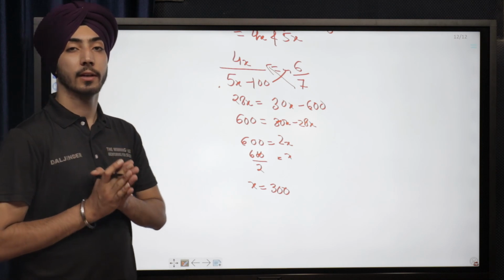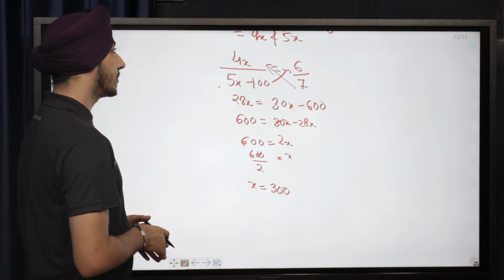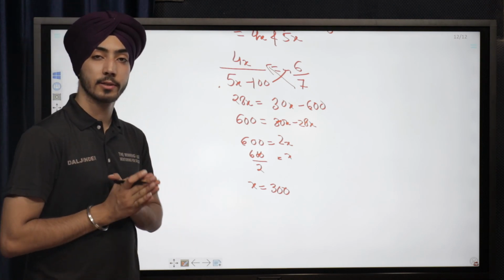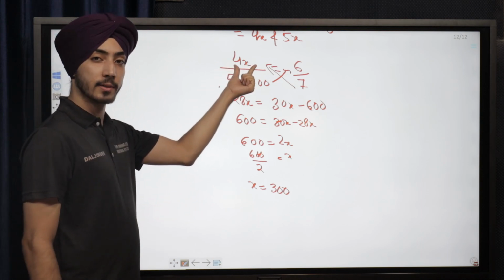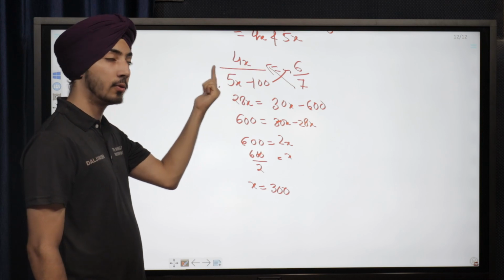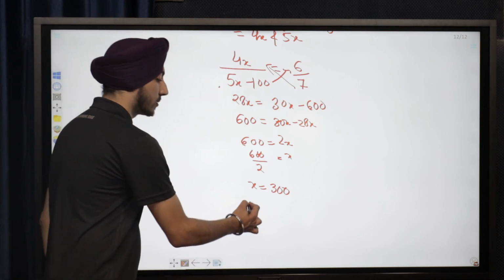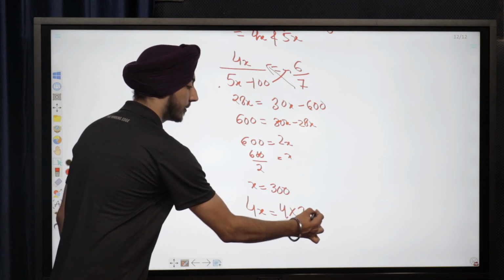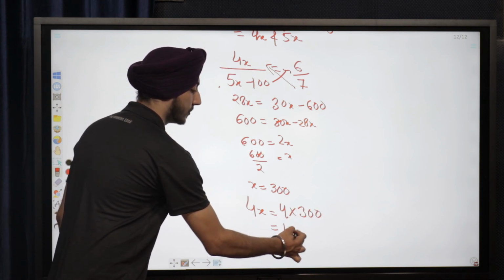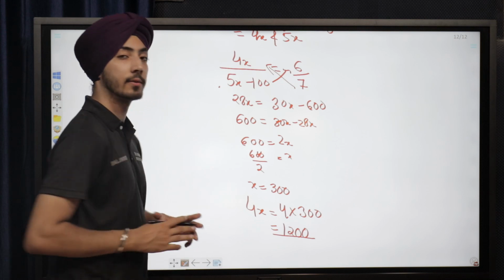Now we were required to find out the number of boys. Now if you remember, the ratio between boys and girls was given as 4 and 5. We had assumed the number of boys to be 4x, whereas girls were 5x. We only have to find the number of boys. So we'll just find out the value of 4x, which means 4 into 300. So the number of boys in the school is 1200.